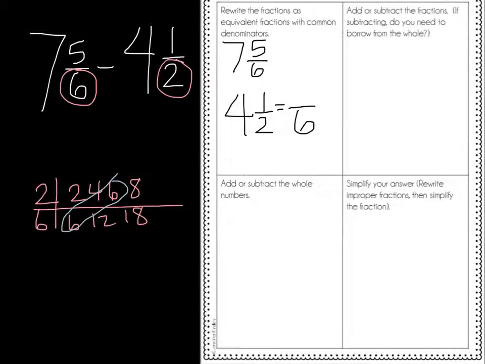Now, I have to figure out what I do to a 2 to turn it into 6. 2 times question mark equals 6. Well, that would be times 3. So, of course, I must do the same thing to my numerator.